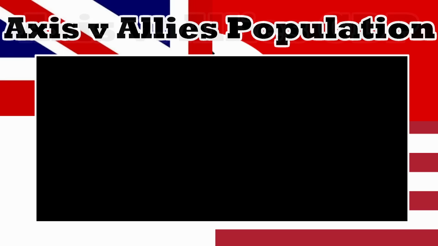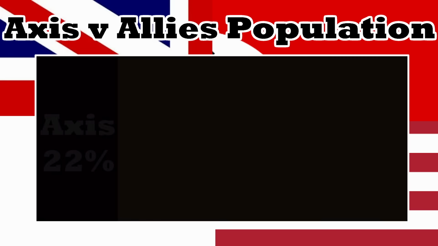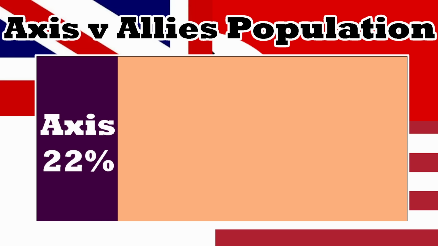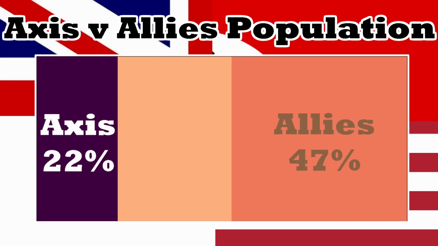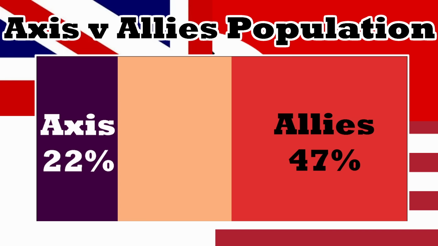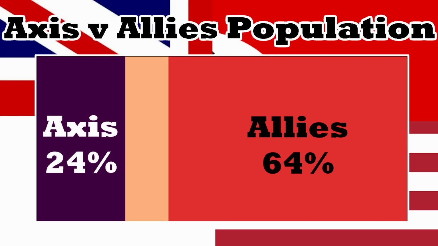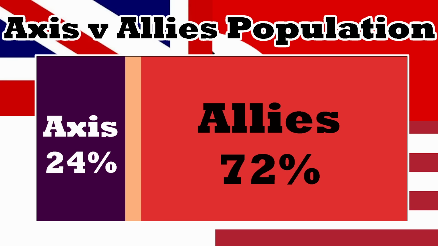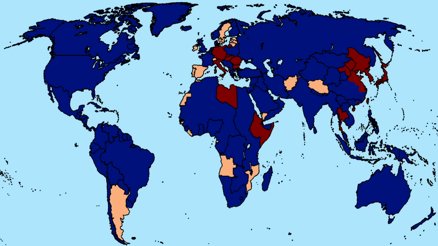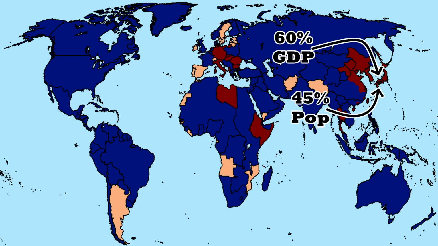In terms of population though, the Axis aren't as impressive. They start off at 22% against the Allies, who even in 1939 already have 47% of the world right off the bat. By 1942, this would have developed to 24% for the Axis, while the Allies jump to an impressive 64%. The final jump in 1945 gives the Allies 72% of the world's population. An interesting side note, for the Axis side, the Japanese hilariously dominate the faction, with around 60% of the faction's GDP and around 45% of the population as well.